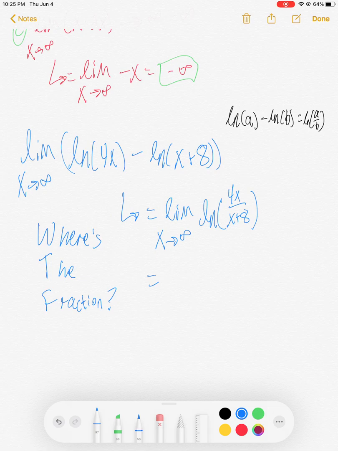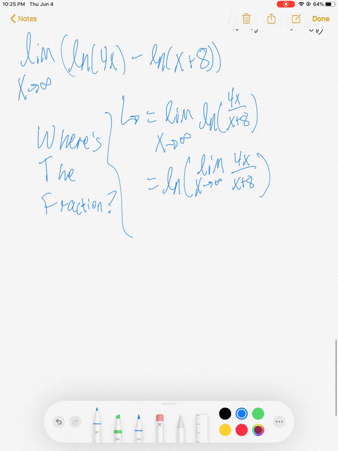So what I can do is rewrite this as the limit as x approaches infinity of ln, and then I can write 4x over x plus 8. And you might say, well, it's not really a fraction, it's ln of a fraction, right? That itself isn't really a fraction. Well, because limits are super well behaved, I can move that limit inside, to the fraction 4x over x plus 8. And now we're talking. Now I've got me a fraction.